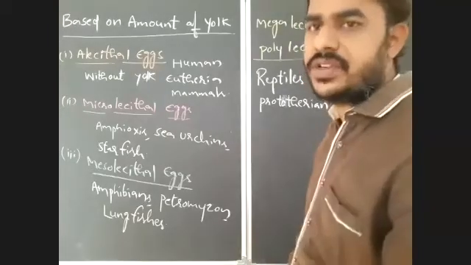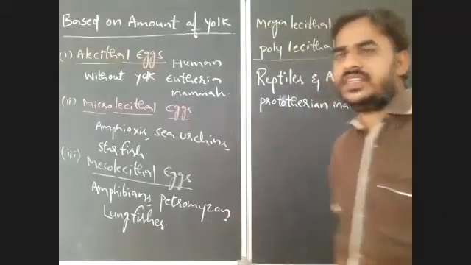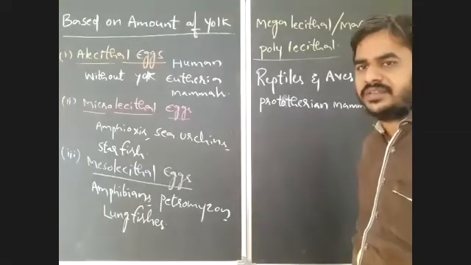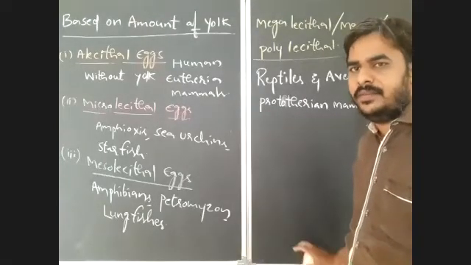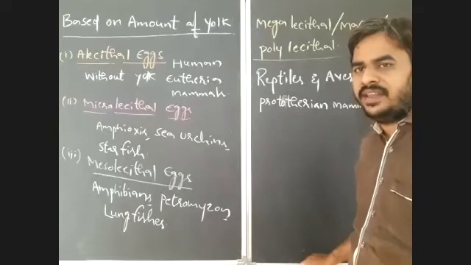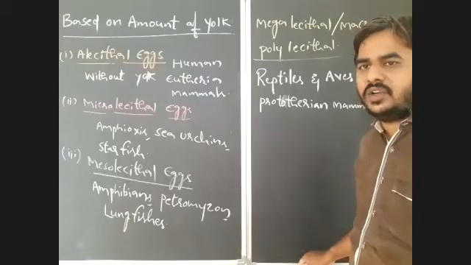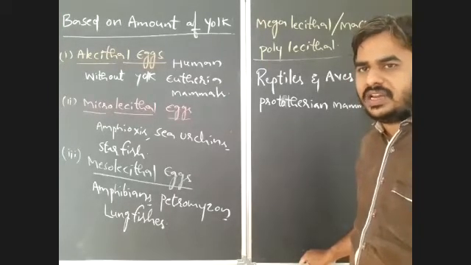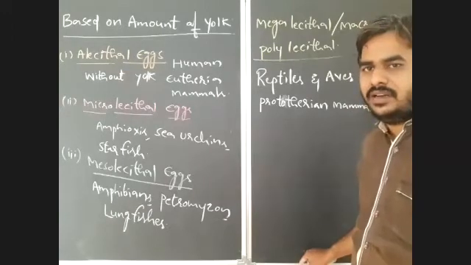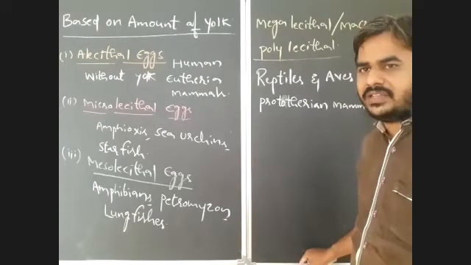After completion of this, the first type of classification of eggs is completed. Based on the amount of yolk, eggs are classified into 4 types: alethal, microlethal, mesolethal, megalethal.